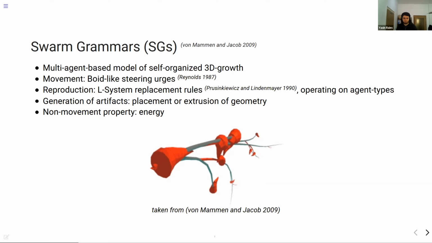And notably, the only non-movement property of these swarm agents is their energy level, which informs the size of generated structures, and also terminates the simulation when all agents reach zero energy.